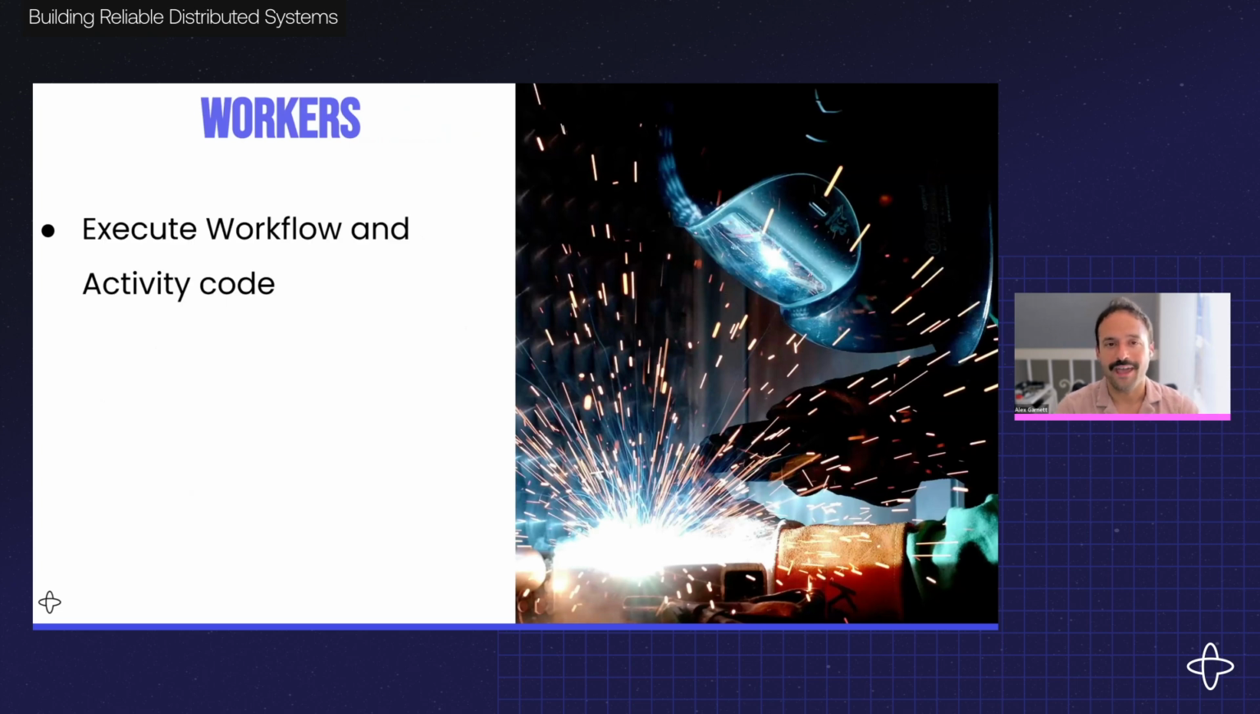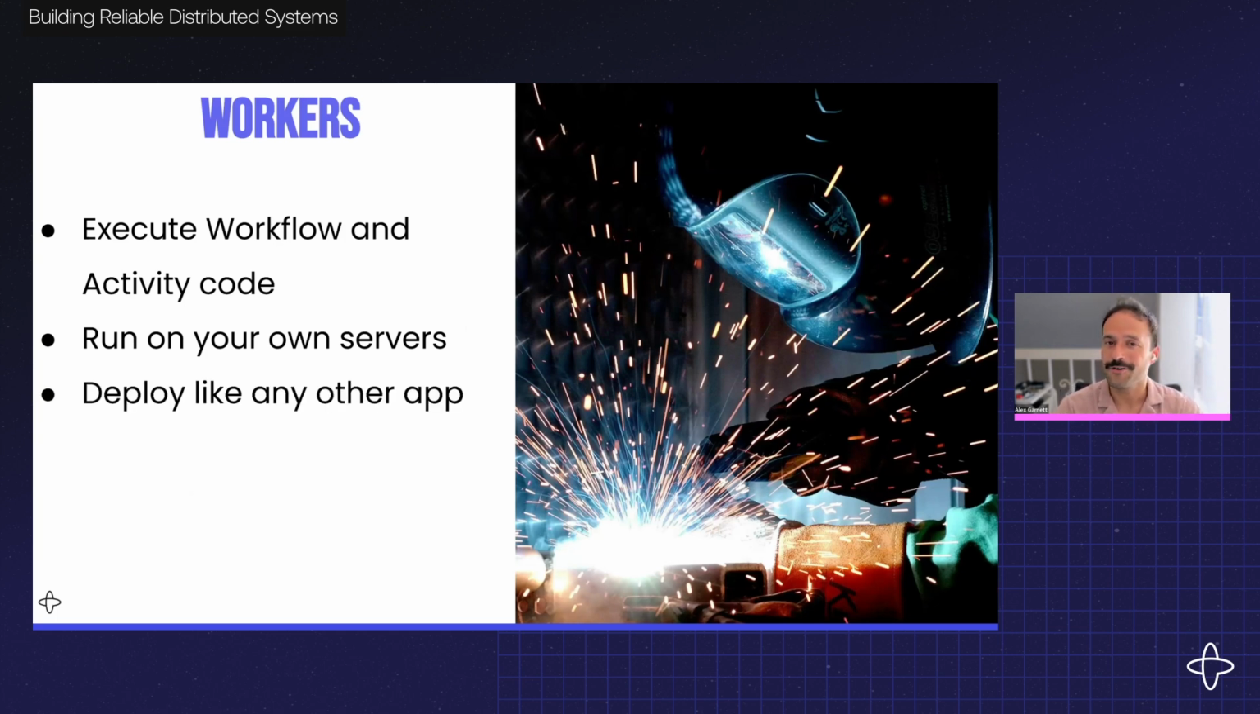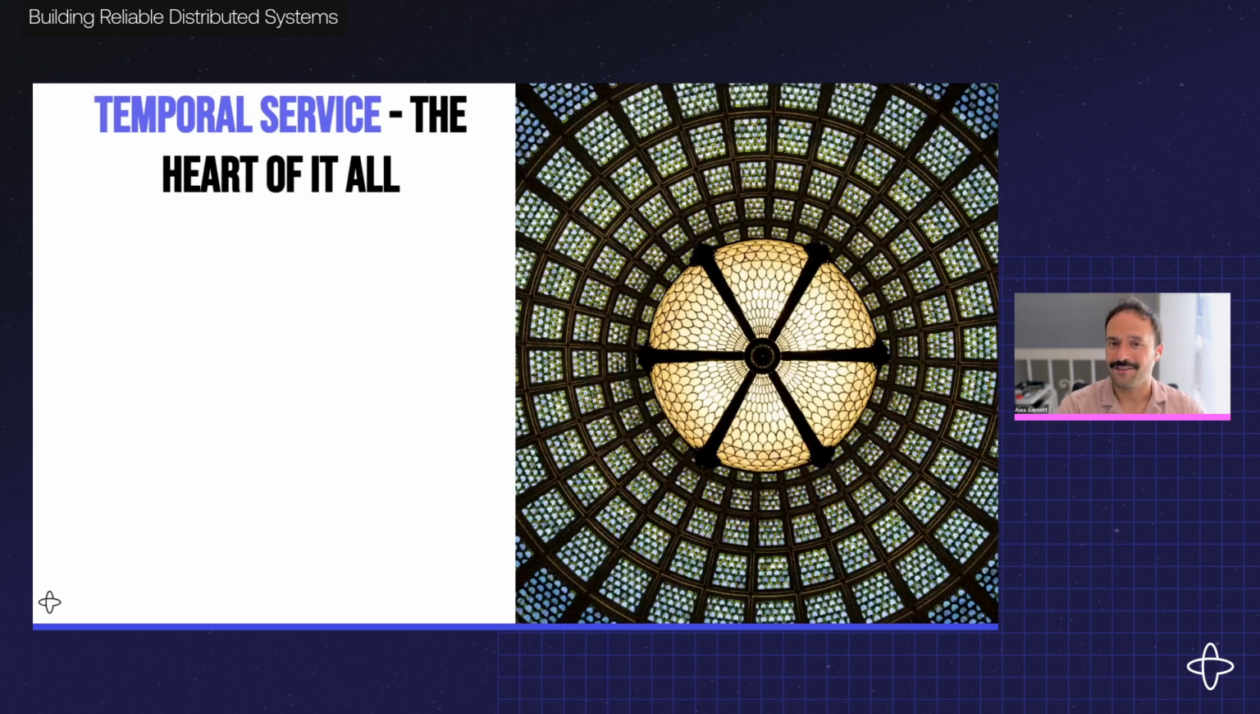Workers, as mentioned, are what actually run your workflow and activity code, and you can deploy those wherever you want. You run these on your own servers, in your own infrastructure, whatever you want to do. You can have your own worker deployment in a different region in AWS. We cover that use case really well in our docs. And you deploy those like any other application. So your workers are what actually have to scale up depending on how heavy your workloads are, and we give you all the tools to do that. The Temporal service, that's the orchestrator. That's the heart of everything.